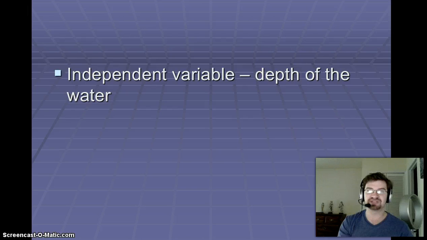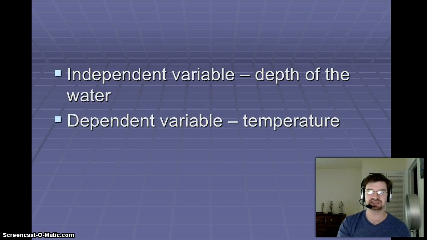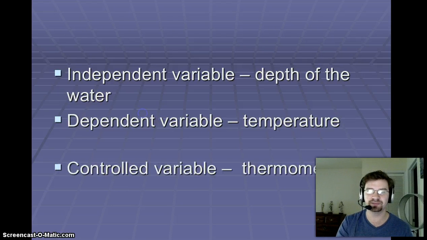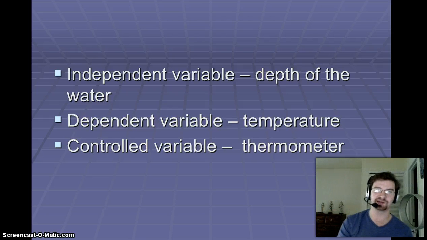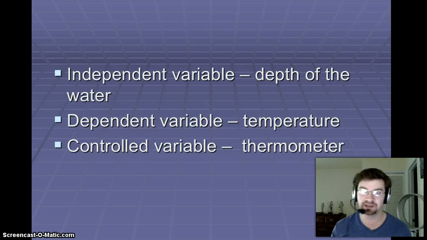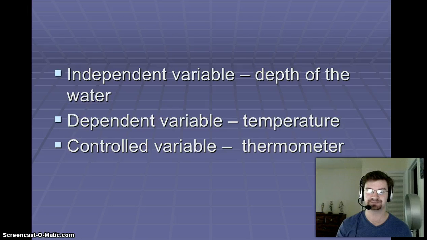What are we measuring? What's my dependent variable? It's the temperature. That's what we're measuring. And then what's my independent variable? Or excuse me, my controlled variable? It's probably the thermometer. I'm using the same thermometer throughout the entire time. I'm not going to change thermometers halfway through and say, well, this one's more accurate and this one's off by a couple degrees. No, that wouldn't be a fair experiment.